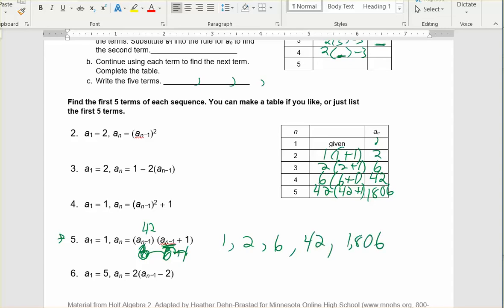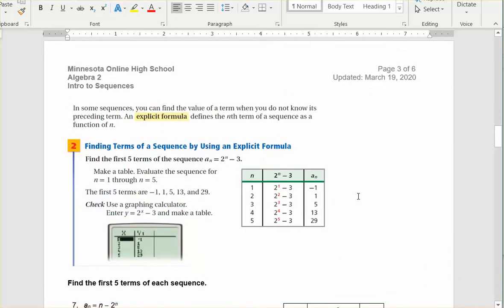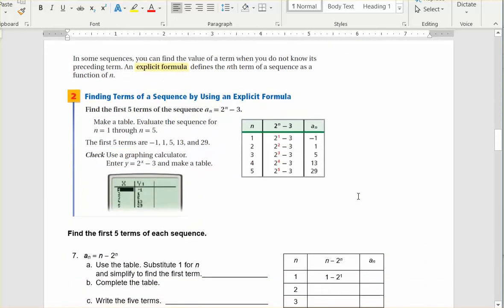And you'll do that for each of them. So again, you can either erase the table each time, or you can copy and paste it, or do it on your own paper.